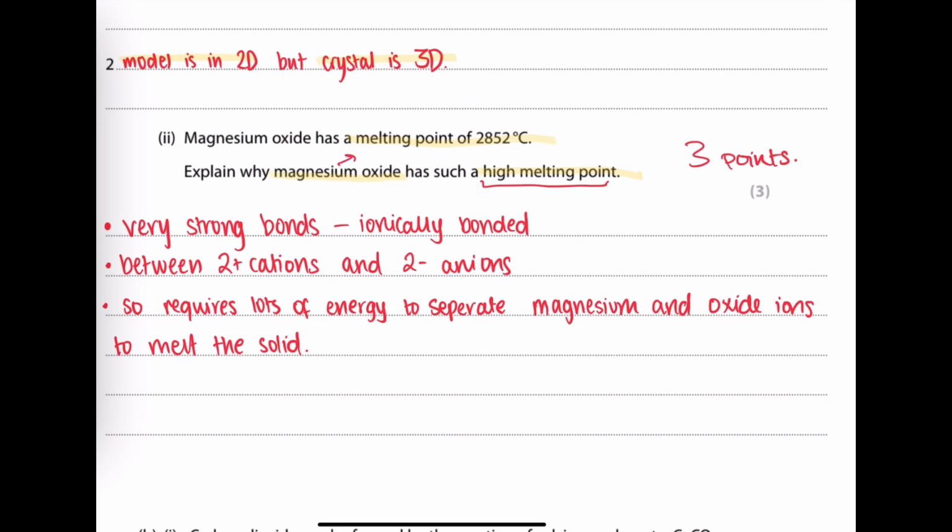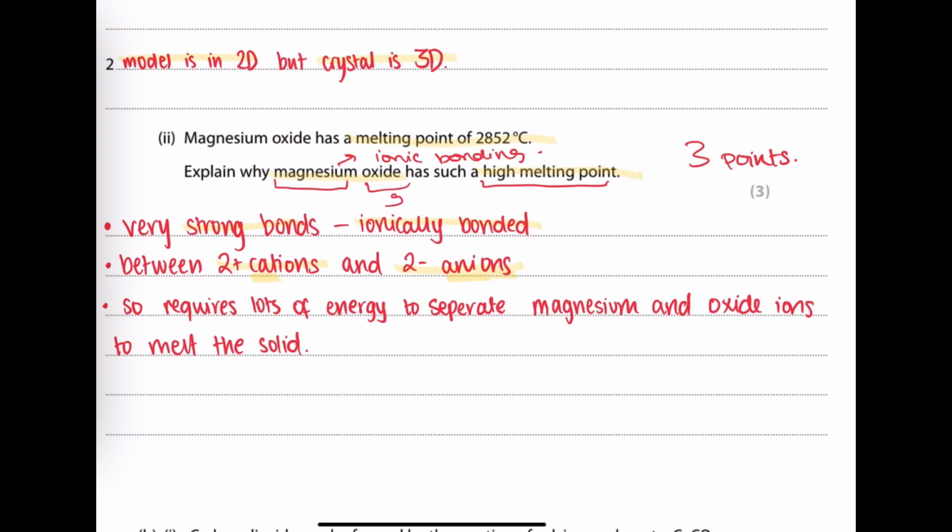So we know that magnesium oxide, because it is a metal bonded to a non-metal, is ionic bonding. So we can say that there are very strong bonds. This is because they are ionically bonded, between 2 plus cations, which are positive. You can remember it as cats are something that are nice, so positive, and 2 minus anions. Anions, kind of like onions, are negative, they make you cry.